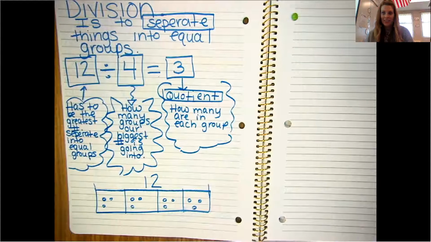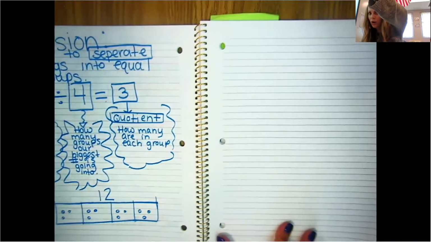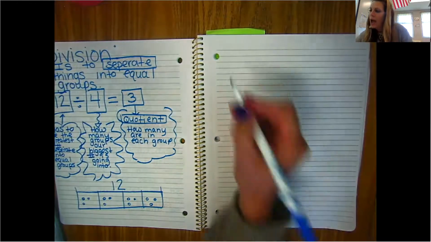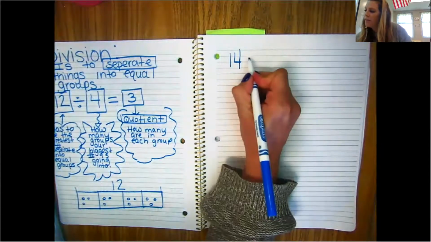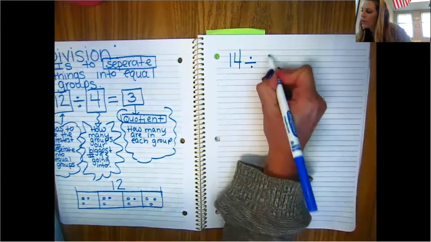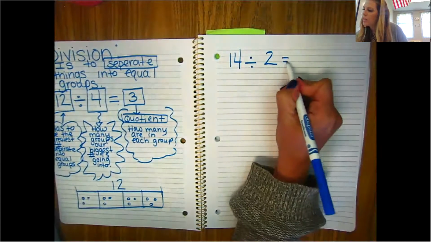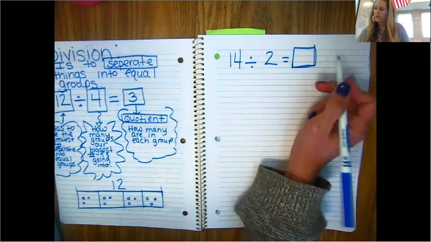All right, feel pretty good? I'm going to have you try 2 more on the next page. So what if I have this problem? I have 14 divided by 2, all right? And we want to find the quotient, what it equals.